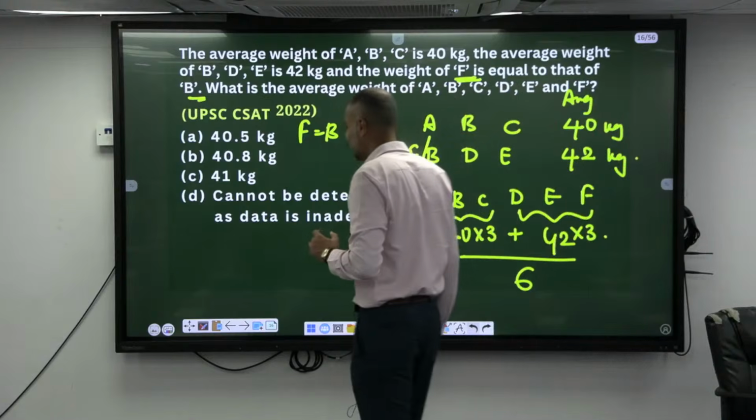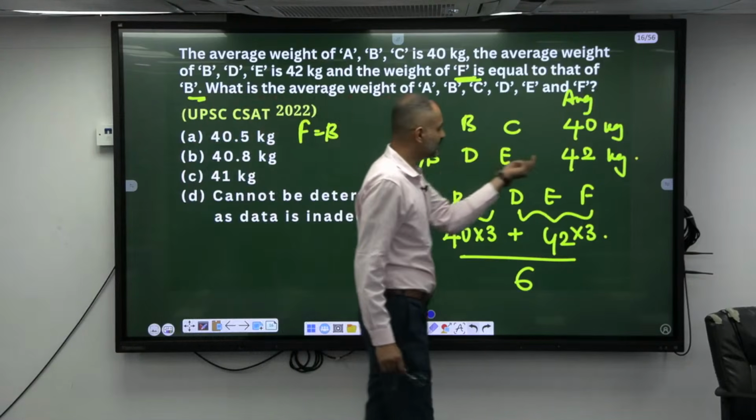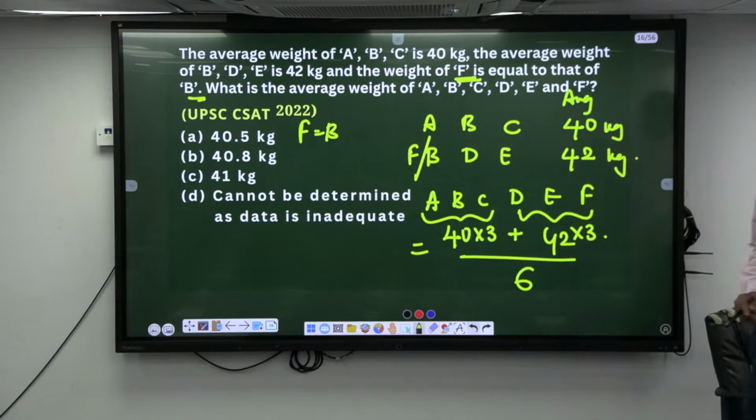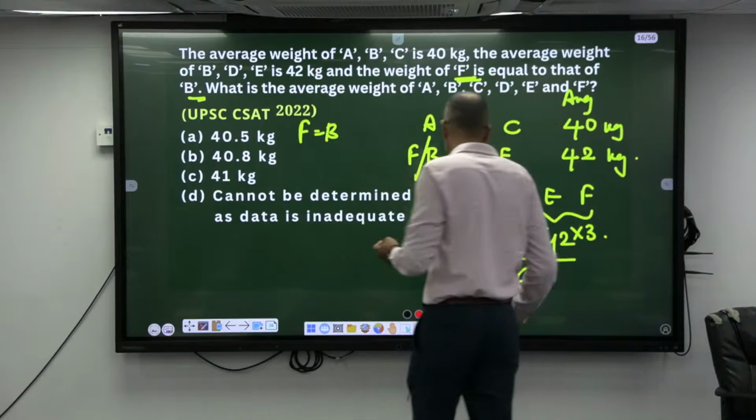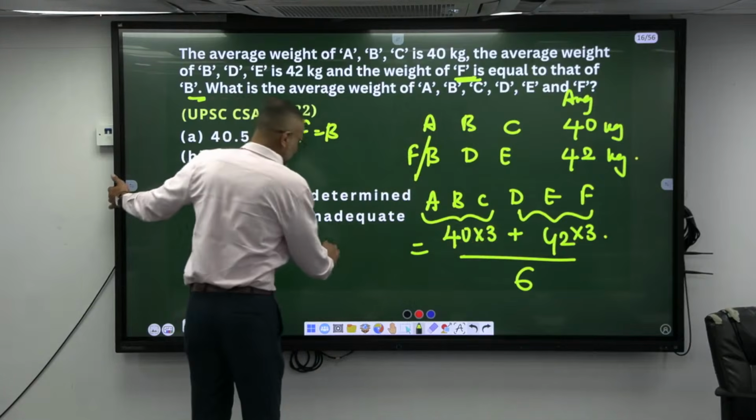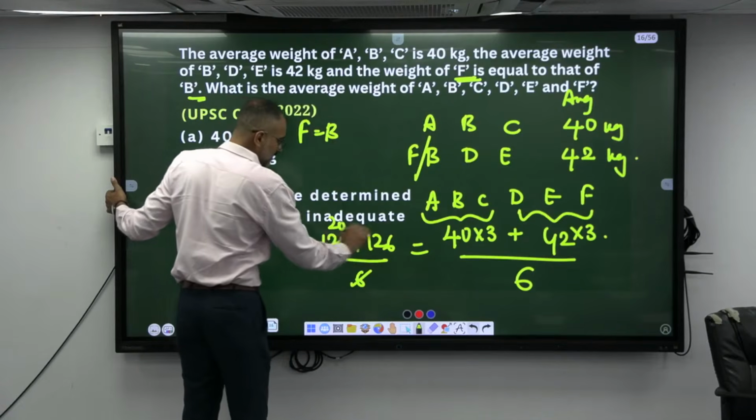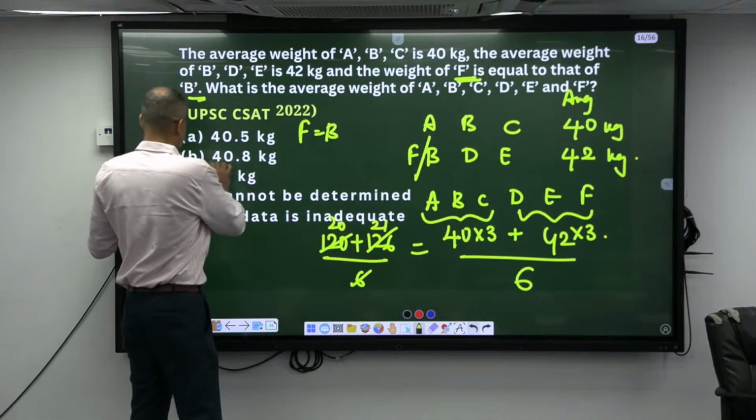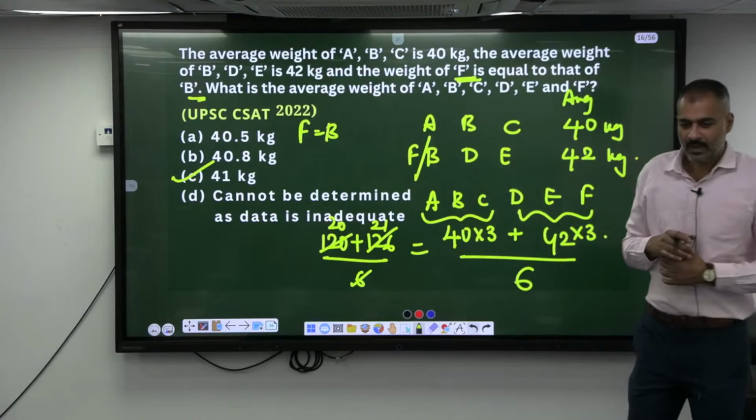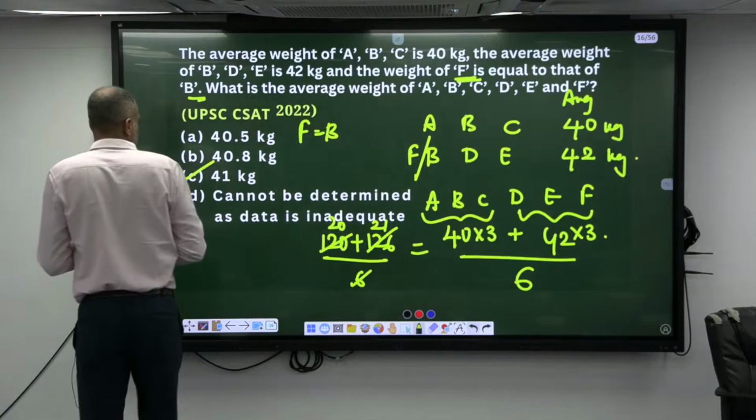So at the place of B, you can write F. So in that case, this becomes DEF's average is 42 kg. So find the average of ABC, DEF. How much we are getting here? 40 into 3, 120. 42 into 3, 126. So 120 plus 126 whole divided by 6. 6 into 20, 6 into 21. 20, 21, 41. Okay. Okay, next case. Shall I move this?